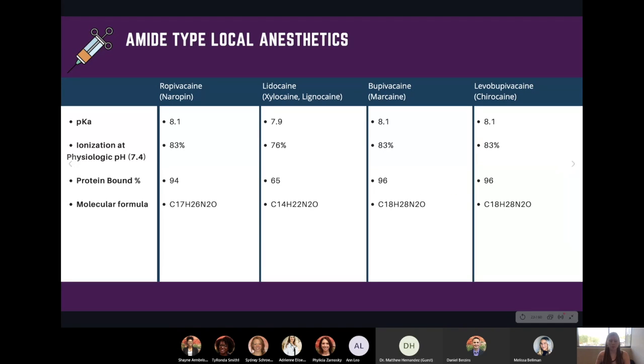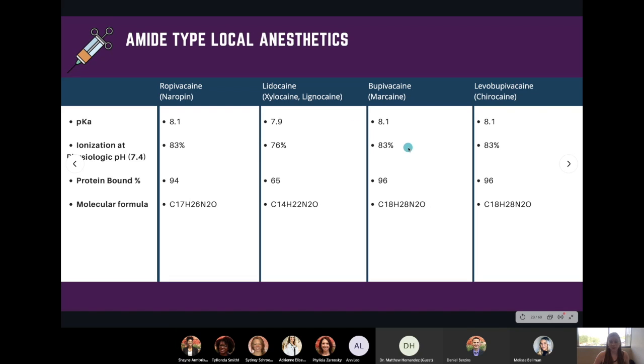So now we're going to review the pKa and protein binding for the major local anesthetics used. The physiology of local anesthetics is mostly consistent with the clinical data for local anesthetics, with some variations. Ropivacaine has the highest pKa, as you can see here, 8.1, and it has 17 carbons. We would expect it to have a longer time to onset and a longer duration, which is consistent with what we had talked about before. Lidocaine has the lowest pKa out of all of them, and has the quickest time to onset and the shortest duration, which is also consistent.